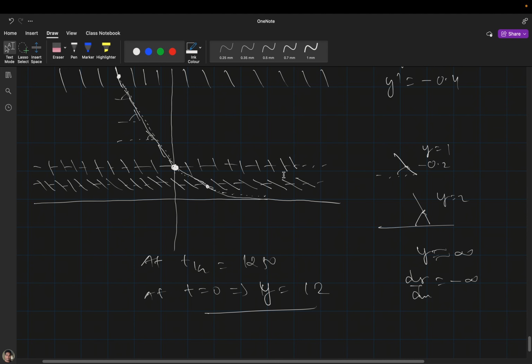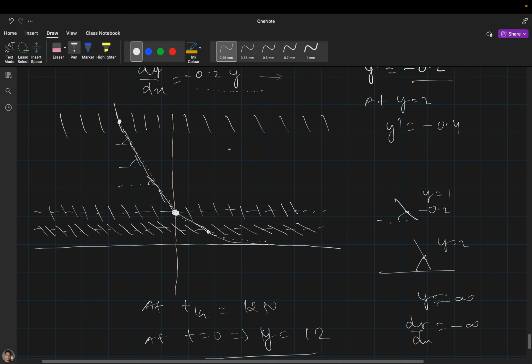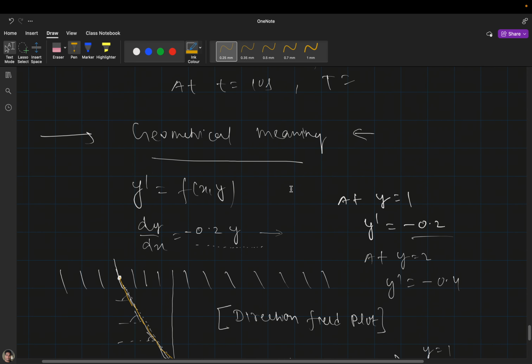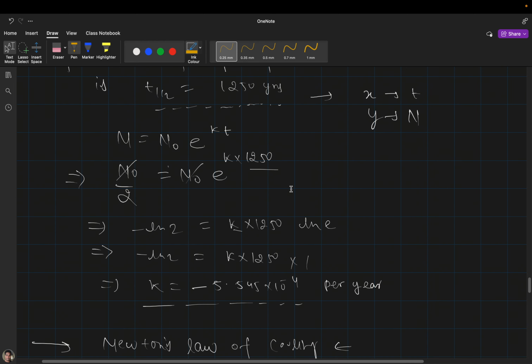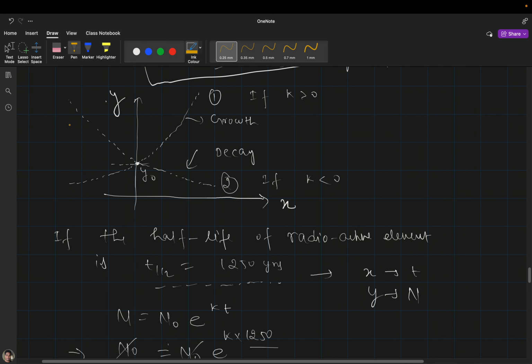Yes, sir. So this is called a direction field. Direction field plot. This is called what? Direction field plot. So in this graph, whatever I drew earlier, you can see that at each y there is a tangent line.